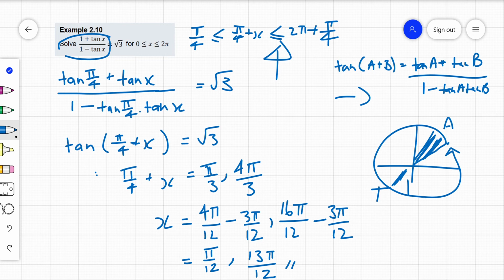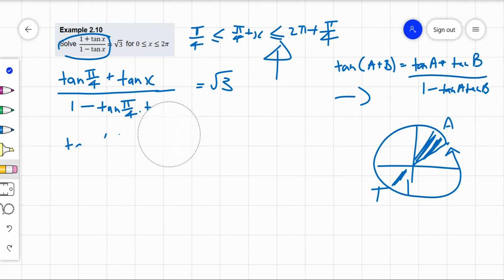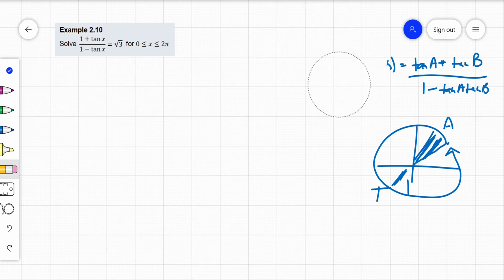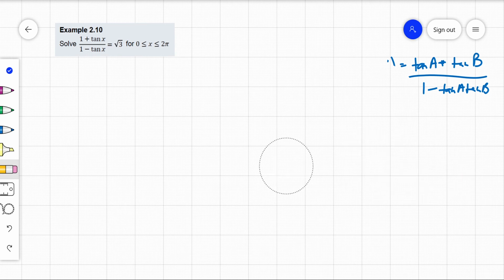Now if you didn't see that straight away, that's okay, let's see what you could have done. So you may want to pause there and just try that out for yourself. I'm going to go back to the beginning.